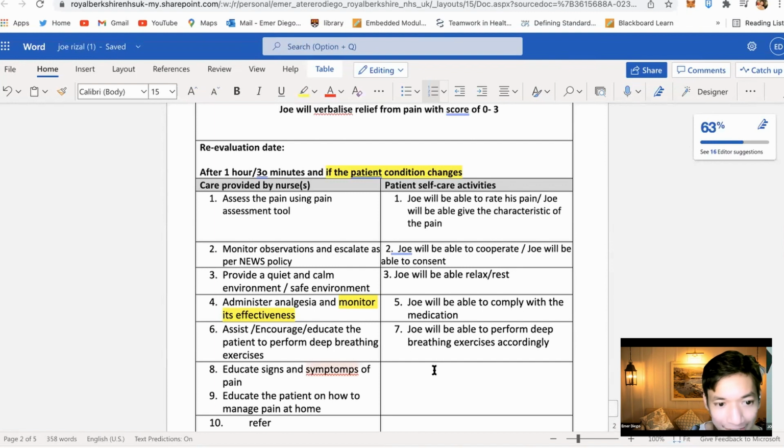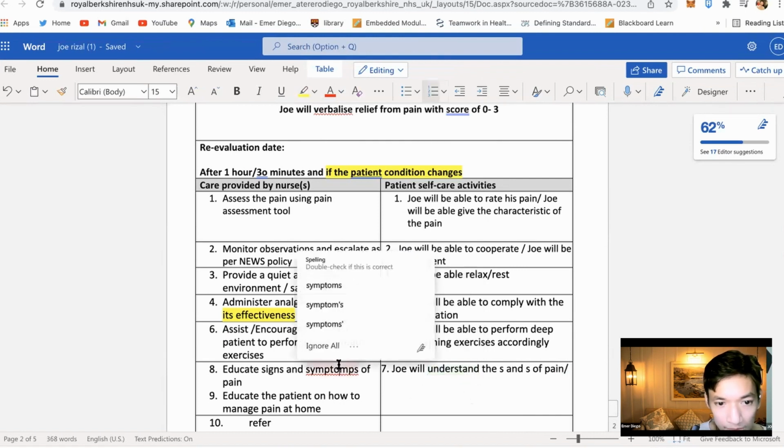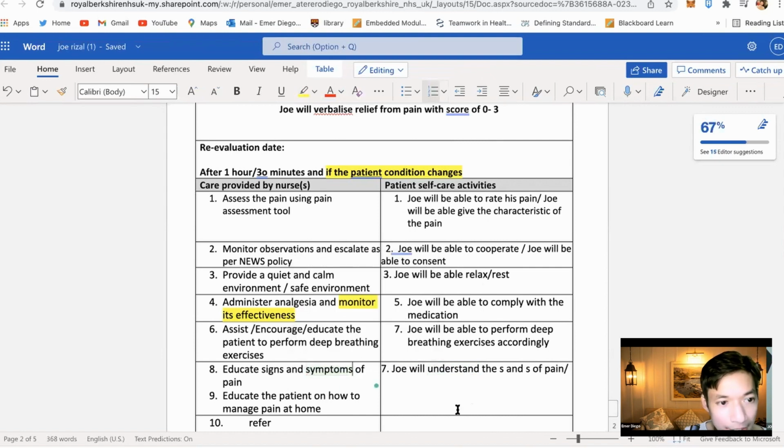You could probably write on your care plan for your pain. Okay? So what are we going to write in this section? Probably Joe will understand the signs and symptoms of pain, or if you're doing the other one, Joe will be able to understand how to manage pain at home. Okay? So those are your examples. Sorry for my spelling. All right. There you go.